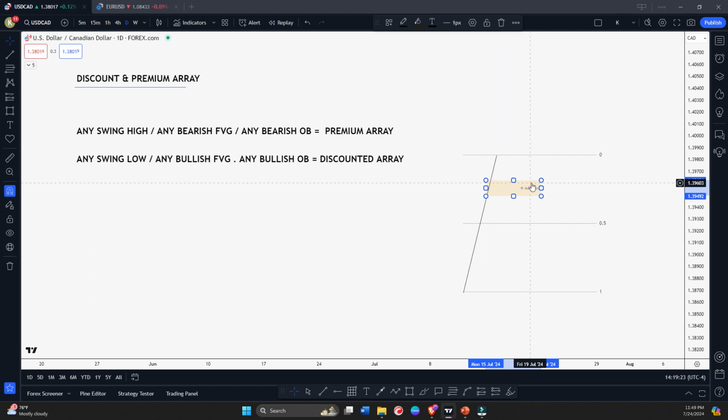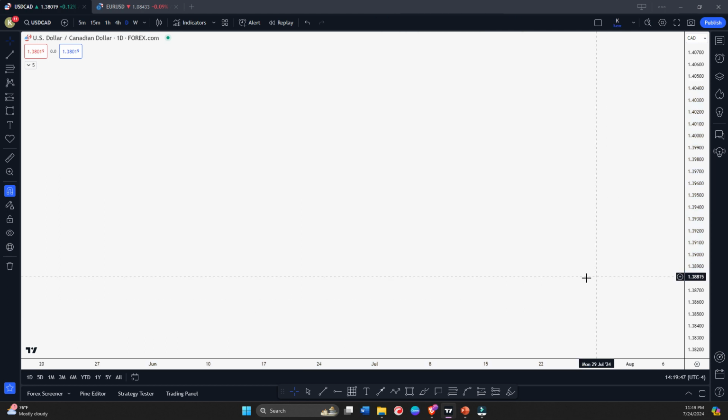Okay, so even let's say if this fair value gap is above 0.5%, but still people will say, because this is a bullish fair value gap, right? This is a bullish fair value gap, and as I said, any bullish fair value gap people also refer to as a discounted array. So don't let yourself get confused. I hope this part is clear for you guys. Okay, so let me delete this.